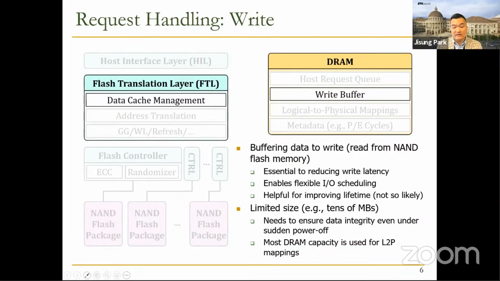In addition to that, even though a modern SSD contains quite a large DRAM, for example, whose capacity is about 0.1% of the SSD capacity, most of the capacity needs to be used for storing logical to physical mappings for address translation. So we are going to discuss this in more detail on the next slide.